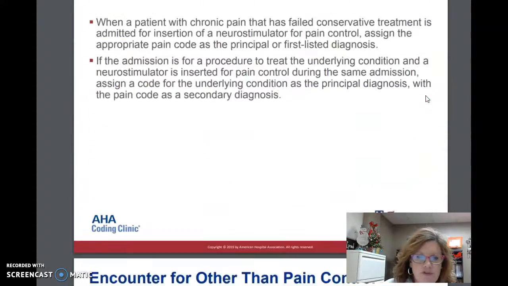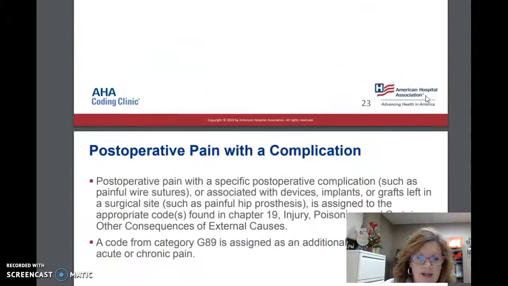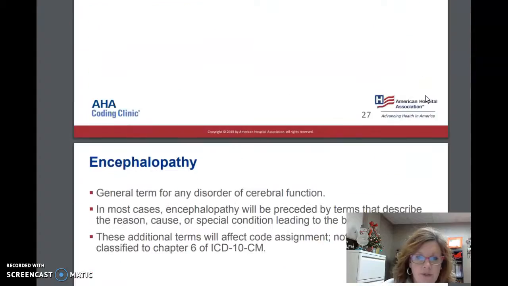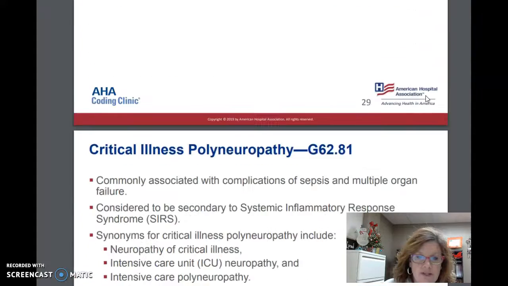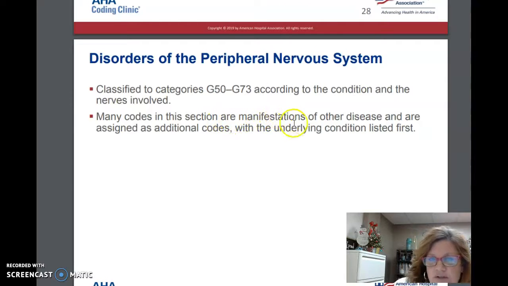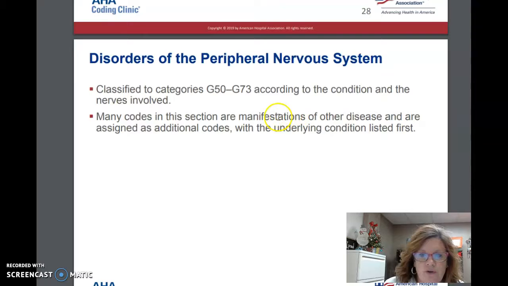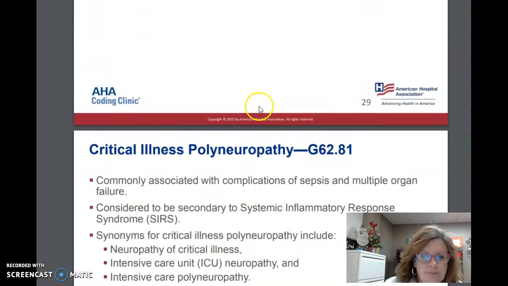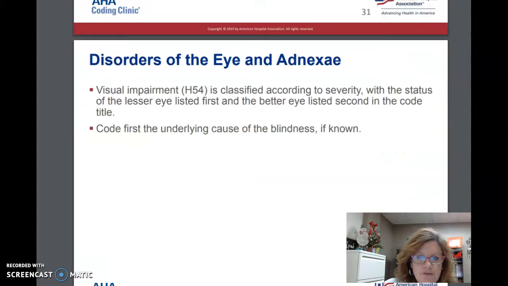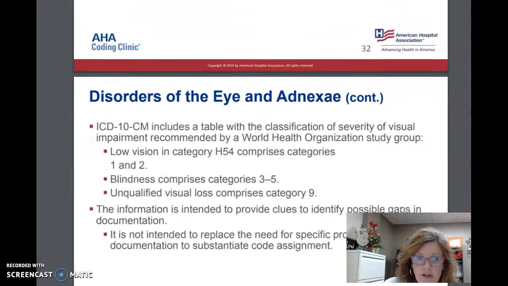Okay, so with this, just make sure you read through your slides. In case there is something that you pick up, make notes in your book as you do look through these. So with the peripheral nervous system, a lot of times codes in this section are manifestations of other diseases that are assigned as additional codes. Okay, disorders of the eye. With visual impairment, the biggest thing here is to code first the underlying cause of the blindness if it is known.